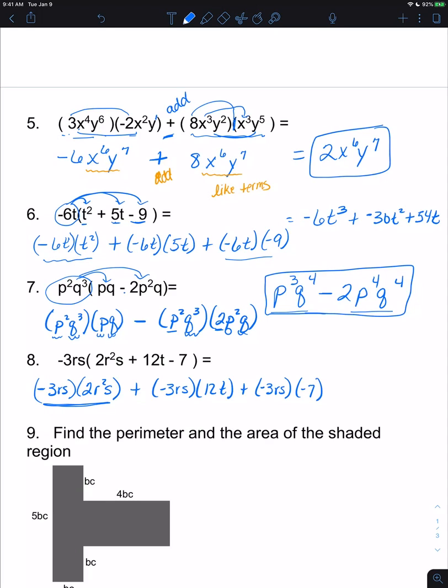Negative 3 times 2 gives us a negative 6. R times r squared is r cubed. And s times s is s squared. There's your first term multiplied out.